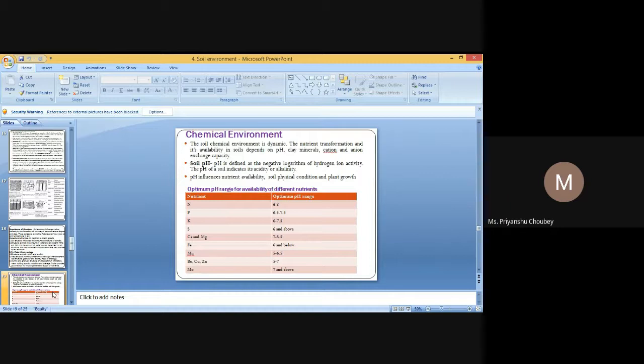And iron availability in soil, 6 and above pH, and magnesium availability in soils at 5 to 6.5 pH range. And boron, copper, zinc availability in soils, the pH range is 5 to 7. And also molybdenum availability in soil, the pH is 7 and above.